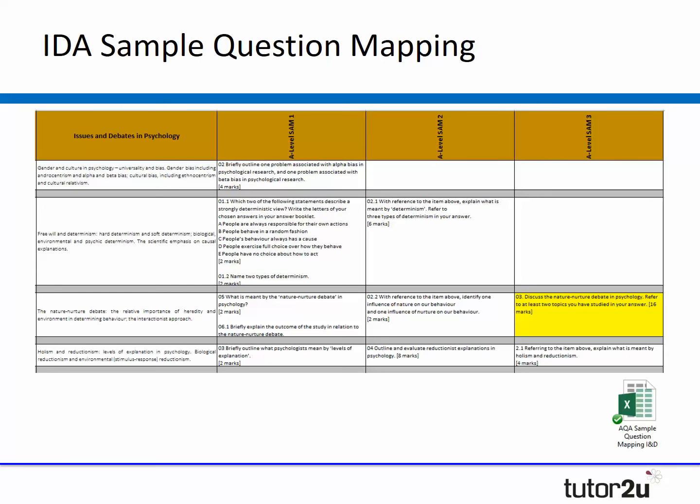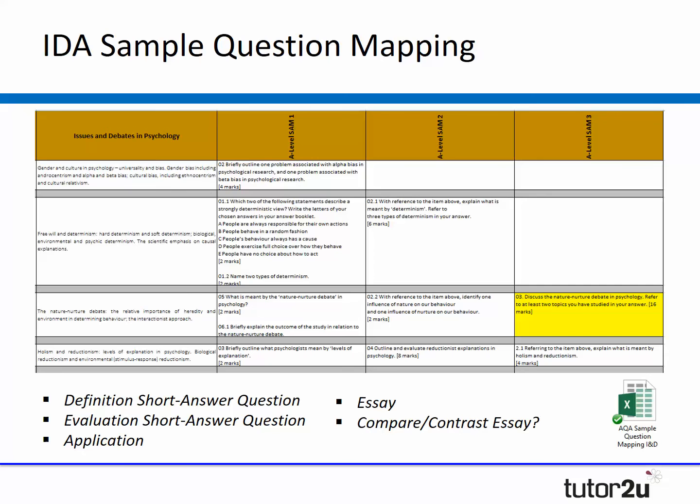Now, what I've done for you, and we'll explore some of these in more detail in a moment, is map out all of the issues and debates questions that occur in the sample papers to the different topics in issues and debates, just so you can start to see the types of questions that emerge. And really, these types of questions are broken into 5 different types.